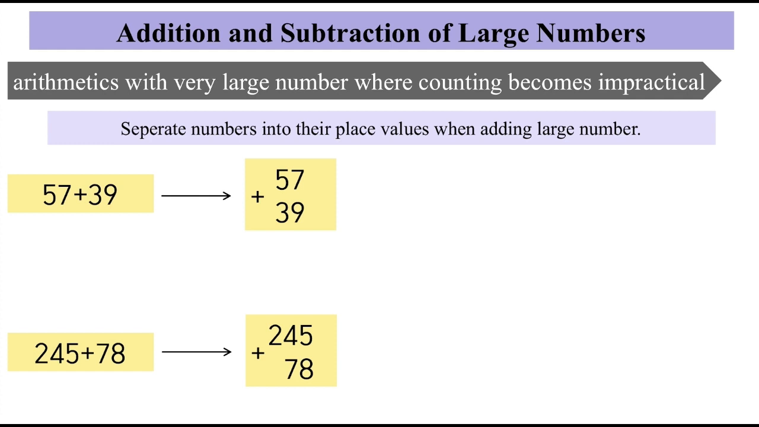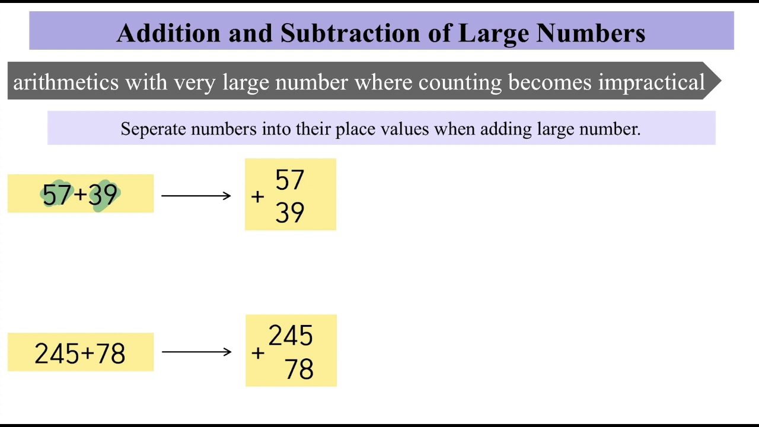Instead, we use a method to calculate long numbers by using a shortcut. It would be easy to separate numbers into their place values when adding large numbers. For example, here we have two large numbers, 57 plus 39. Let's add them. Before adding them, we should separate them into their place values.